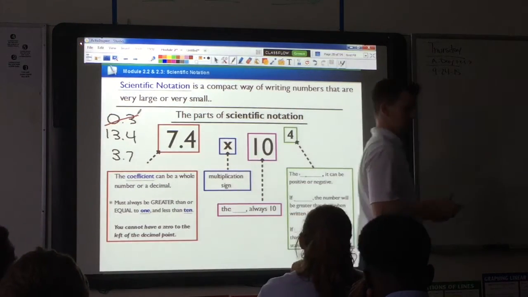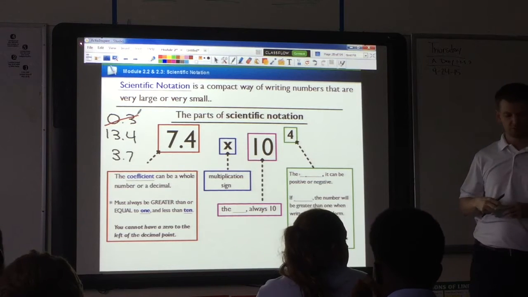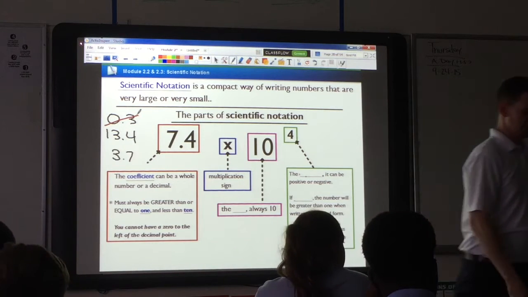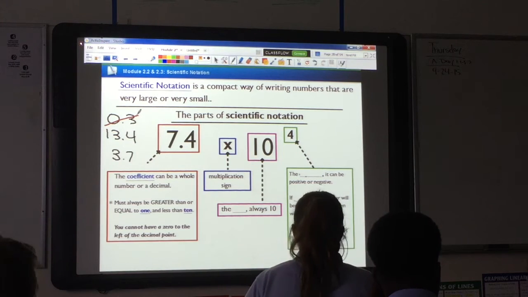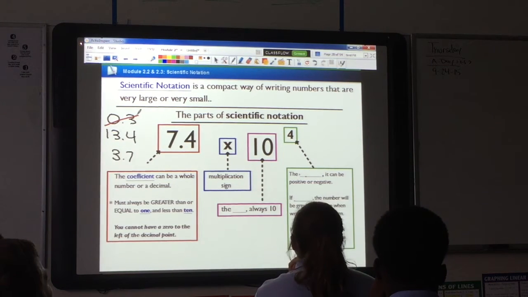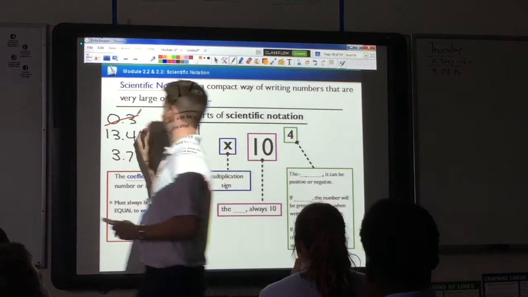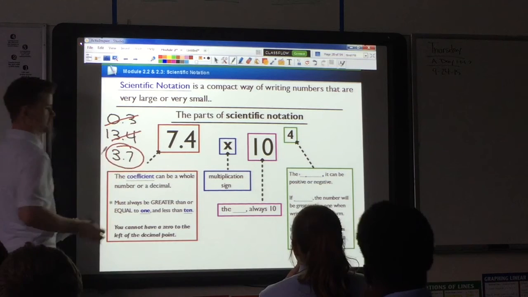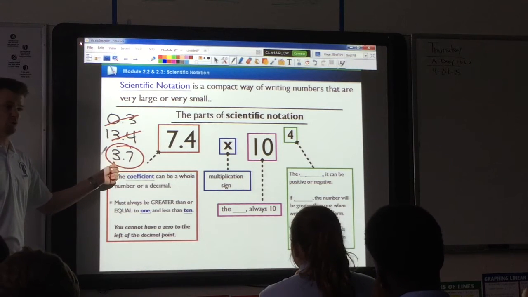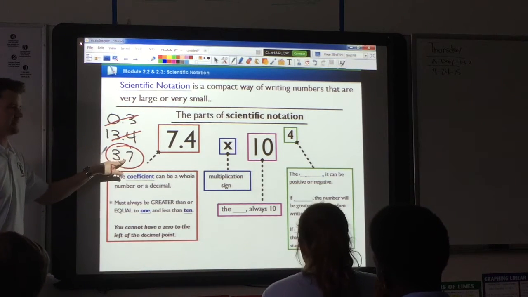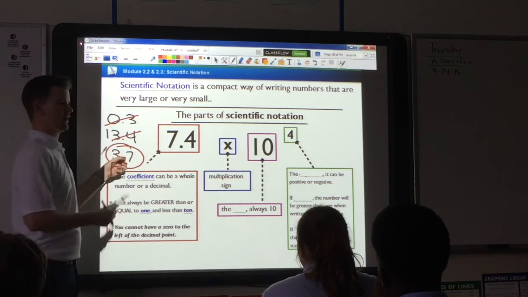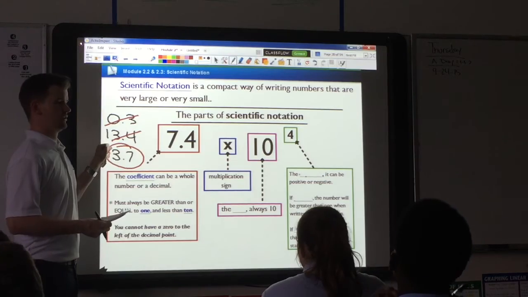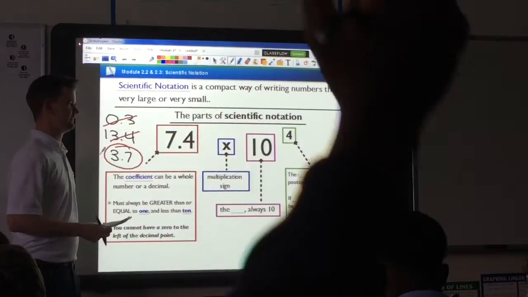And Huanji? 13.4. Why 13.4? Because it's greater than 10. You can never have a coefficient in proper scientific notation that is greater than 10. So we can't use that either. This is a good coefficient because it is greater than or equal to 1, and it is less than 10. Always make sure that when you're writing your final answer in scientific notation, you check your coefficient. If your coefficient is wrong, I'm going to show you today how we can fix it.